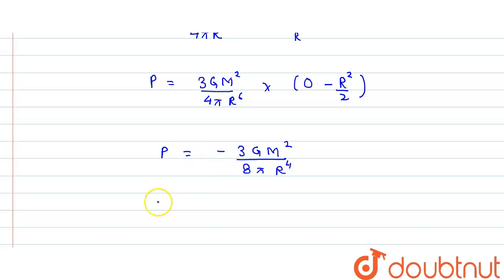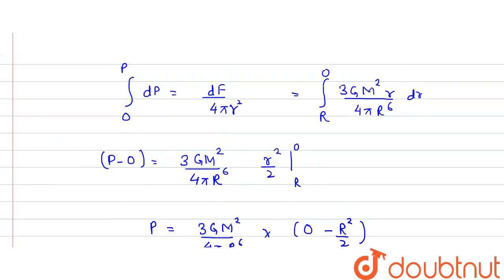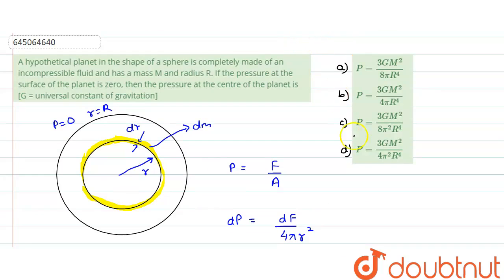The negative sign shows that the pressure is compressive. That is why we are getting the negative sign. So which would be the correct option? The correct option is 3GM square divided by 8 pi R to the power 4, with 8 in the denominator, and it is not pi square, it is just pi. So the correct option is option A. Hope you understood this solution.